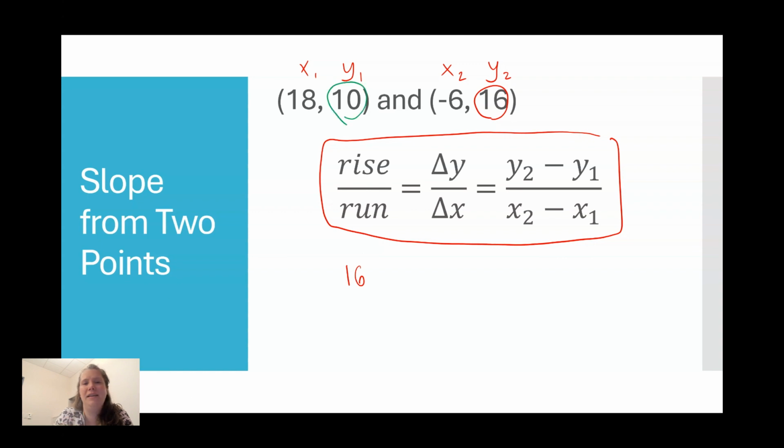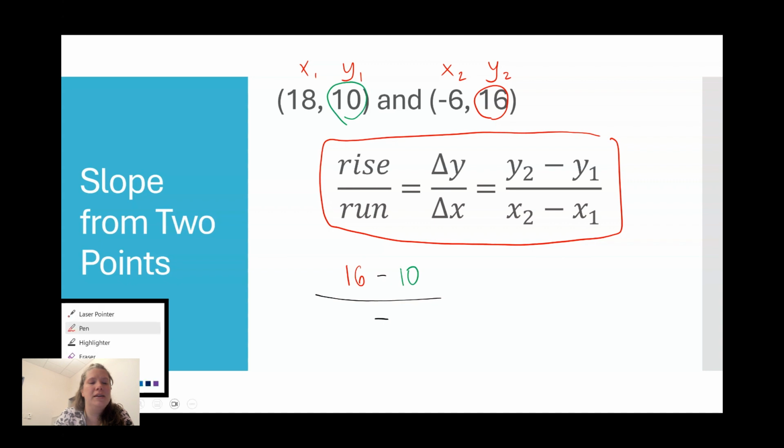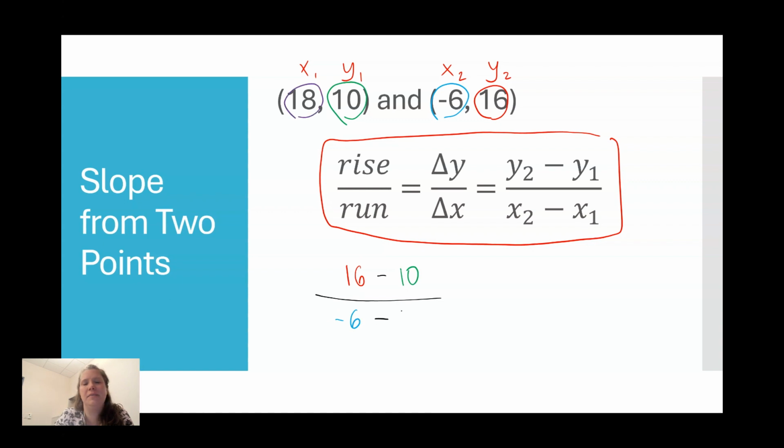16 minus 10. Sorry, I'm going to put all my things in. There we go. And negative 6 minus 18. That's my problem to solve right there. So we're going to do 16 minus 10 is 6. Negative 6 minus 18 is negative 24.